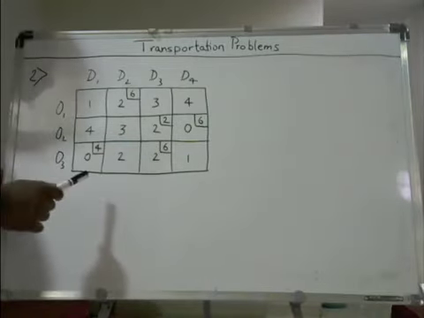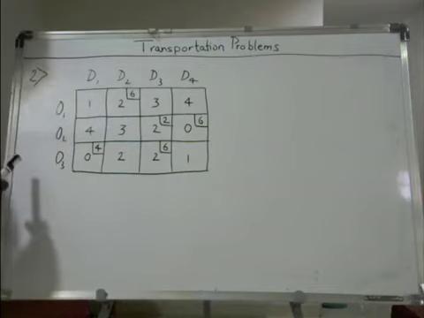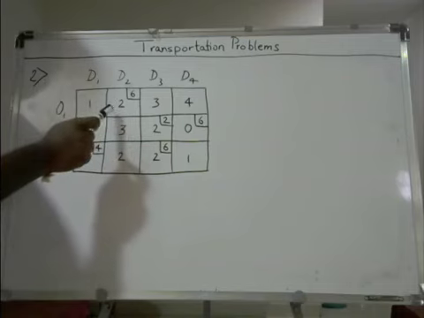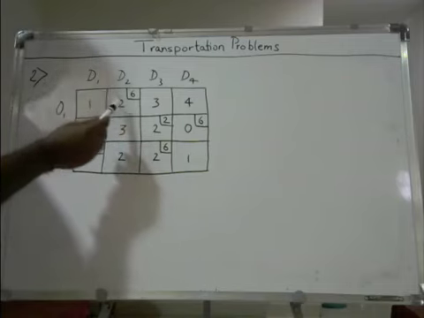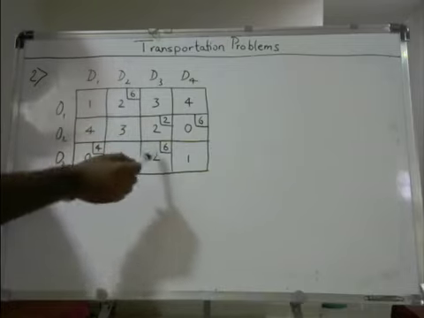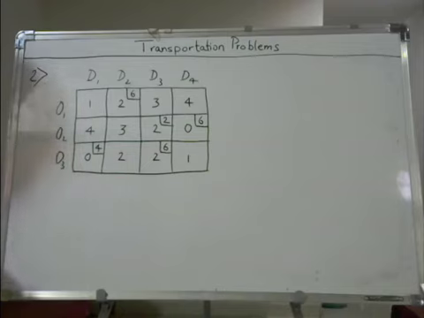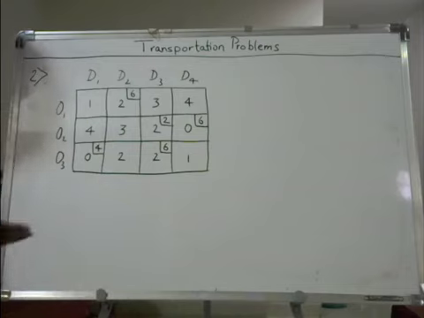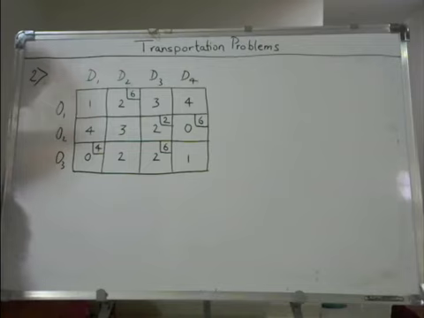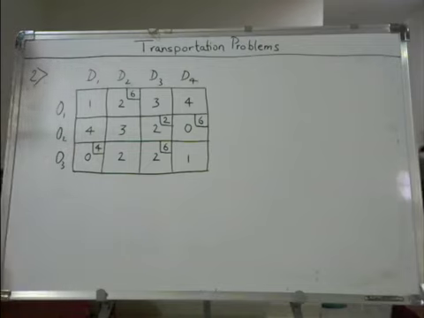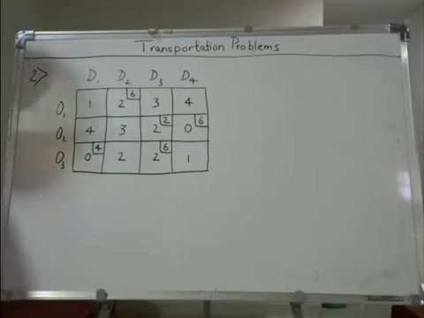Anyway, we have solved this problem, the initial solution, by the least cost method, and we have got the allocations 1, 2, 3, 4, and 5. So we have got basically 5 allocations for this problem. But if we want to continue with the optimality test using any method, first we need to check whether it is a basic feasible solution or not. So how do we find out whether it is a basic feasible solution?